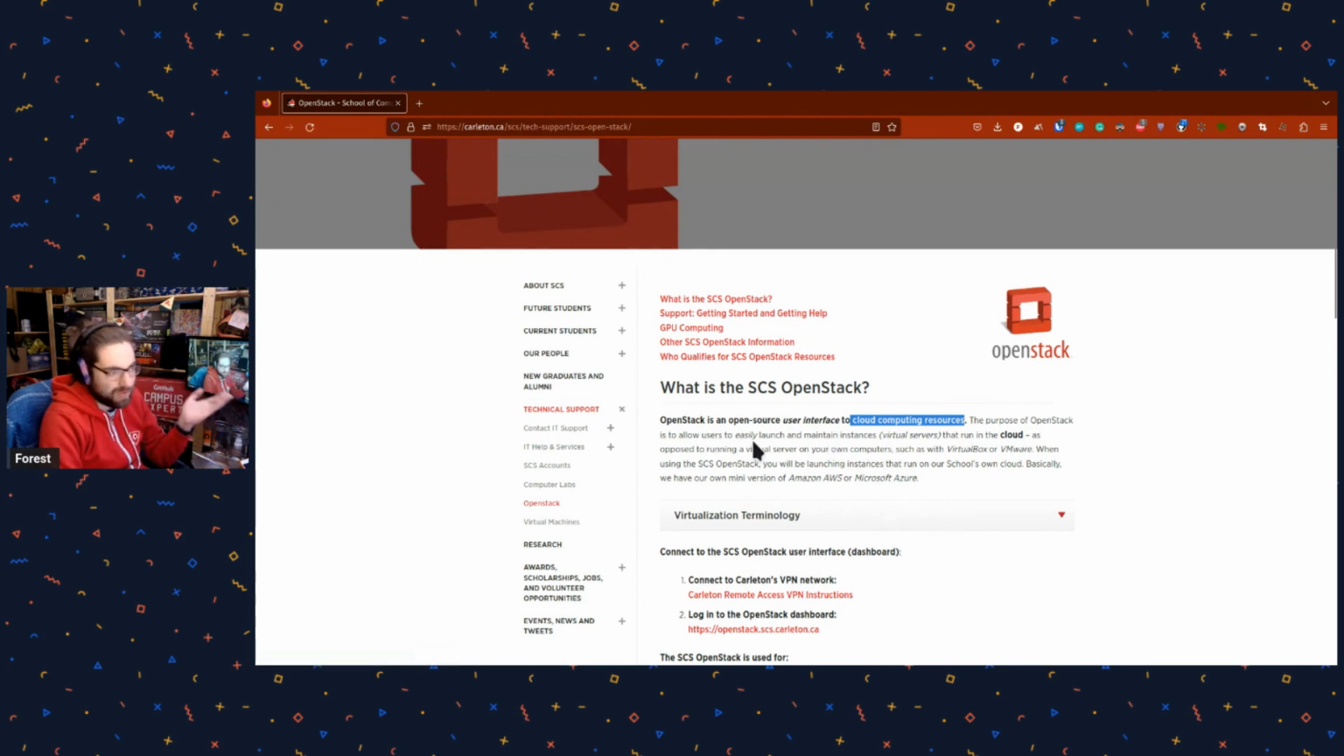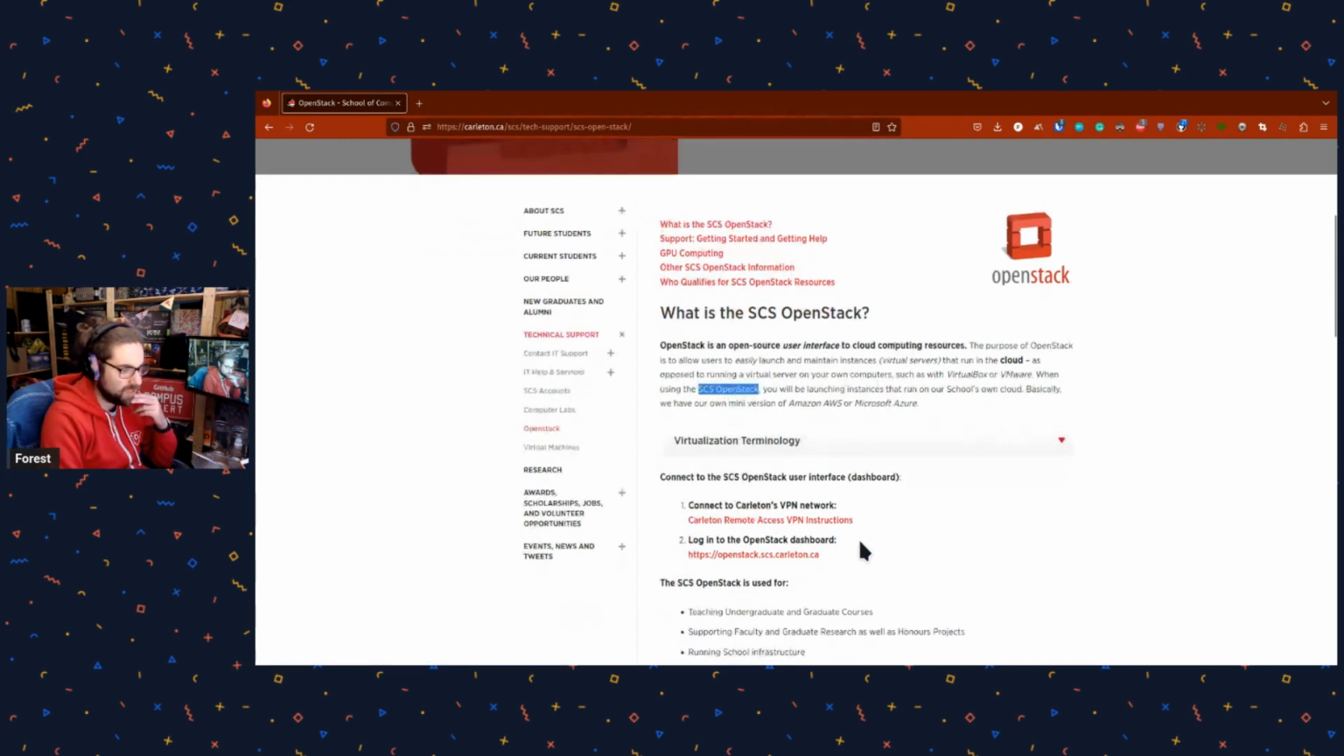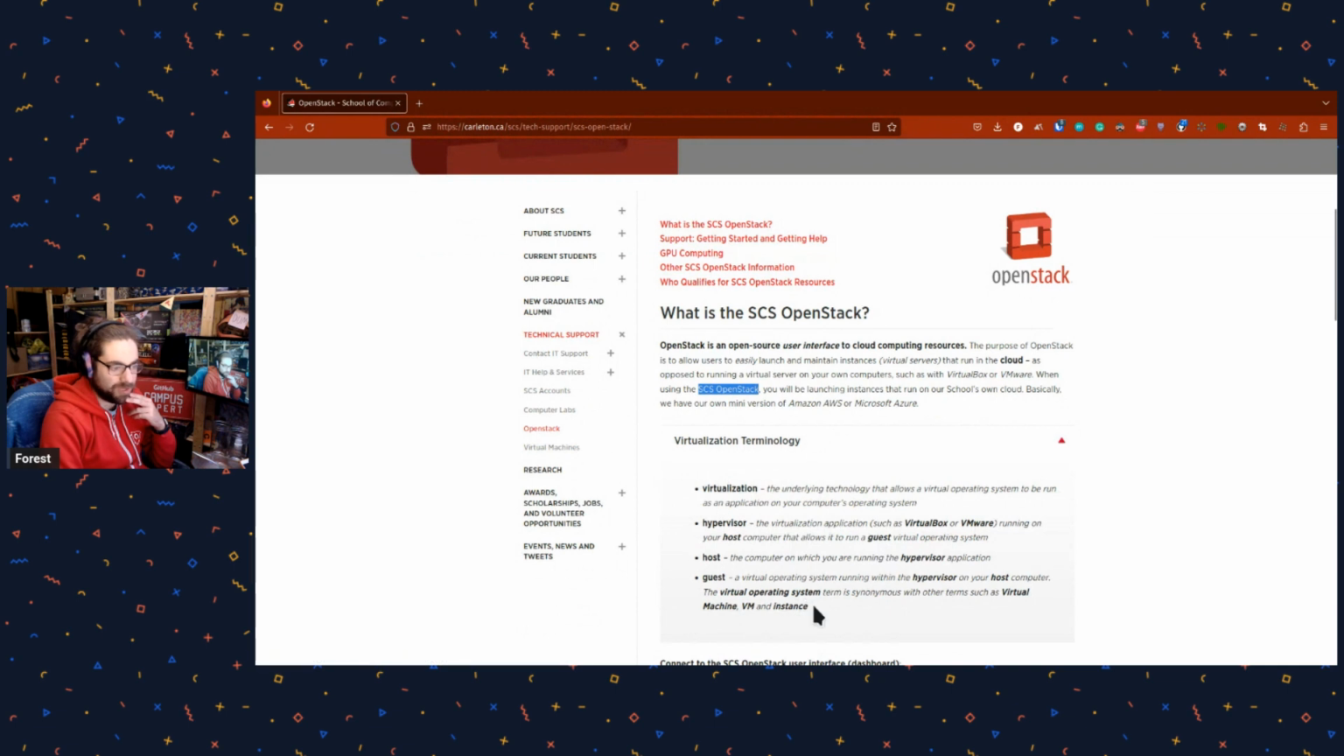It also specifies that we're going to be able to easily launch and maintain instances, which means virtual servers. And when we think of virtual servers, we can also think of stuff like VirtualBox or VMware that is used to host VMs, virtual machines, on our computer. It tells us that with the School of Computer Science OpenStack, we'll be able to run our own instances. So, okay, cool. We got some terminology here.